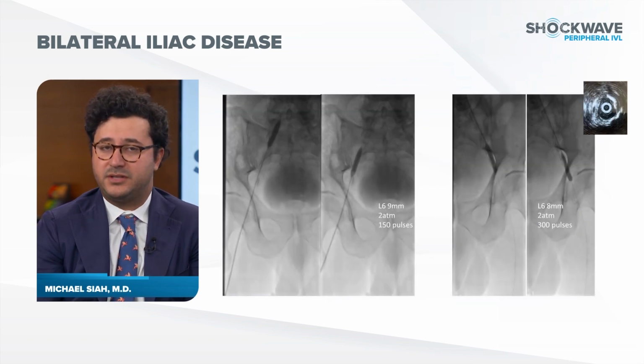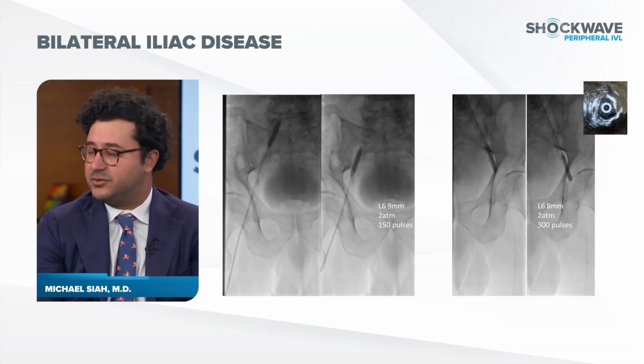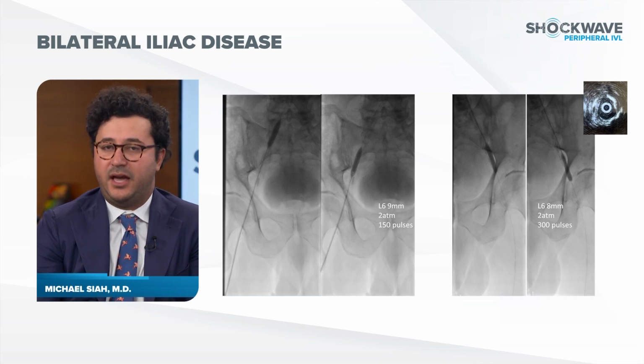So we treated both sides from a right-sided access. We used an L6 9mm shockwave balloon, and used 2 atmospheres, 150 pulses on that side, and then used another L6 balloon from the contralateral side to treat the left external iliac CTO, and used 300 pulses on that side, and only had to take the balloons to 2 atmospheres.